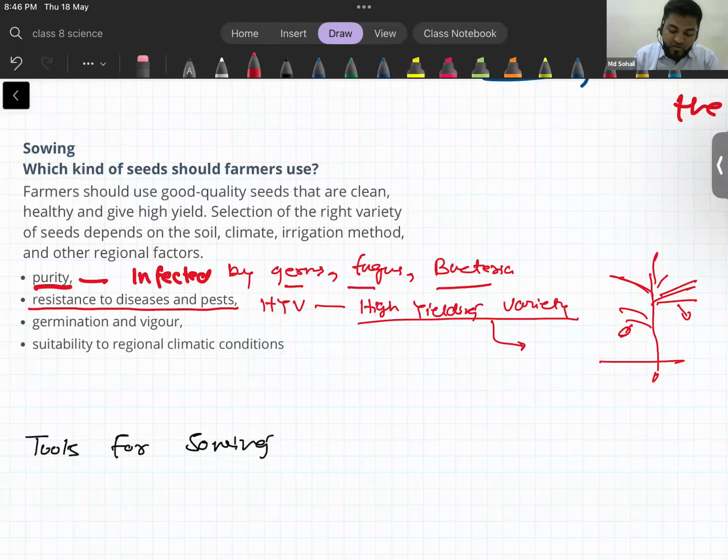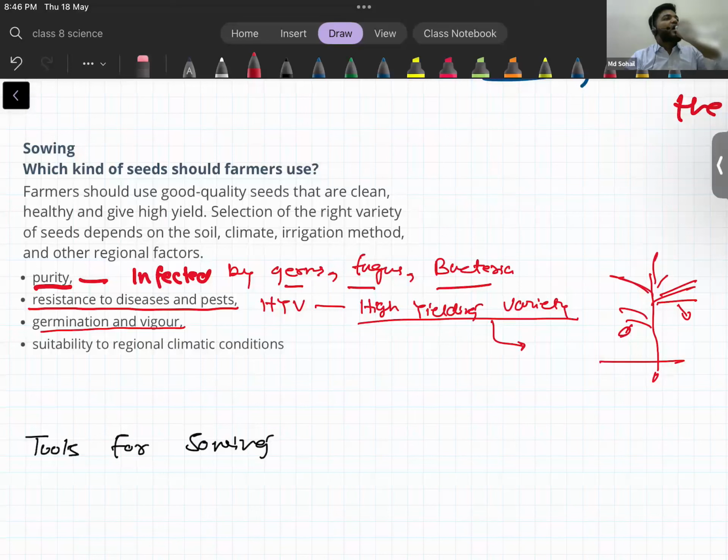Now, germination and vigor. We also check how much time the seed takes to germinate. There are some seeds of low quality that will take almost 2 to 3 weeks just to germinate, and there are seeds like HYV, high yielding variety seeds, that will germinate in a couple of days, or in just 1 or 2 days. So that germination period also has to be checked. Now, what does germination mean here? What is the meaning of germination?